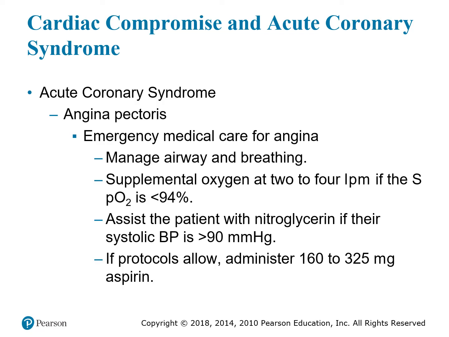When caring for a patient experiencing chest pain, we want to do the usual managing their ABCs, but we also want to make sure that their oxygen stays above 94%, and we want to assist the patient with nitroglycerin if their systolic blood pressure is above 90. Also keep in mind other contraindications of nitroglycerin, such as use of a drug for erectile dysfunction or if they're allergic to nitro. We also want to administer aspirin if they are not contraindicated. So if they don't have an allergy, we just want to make sure that we administer aspirin up to 324 milligrams.